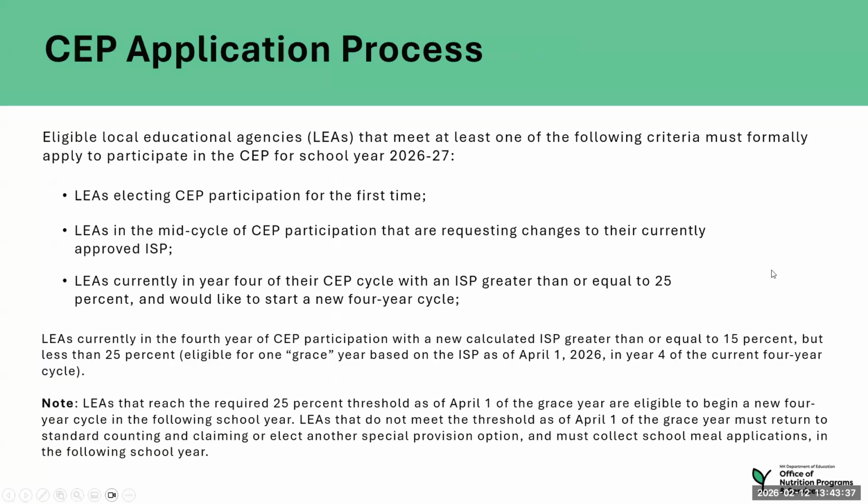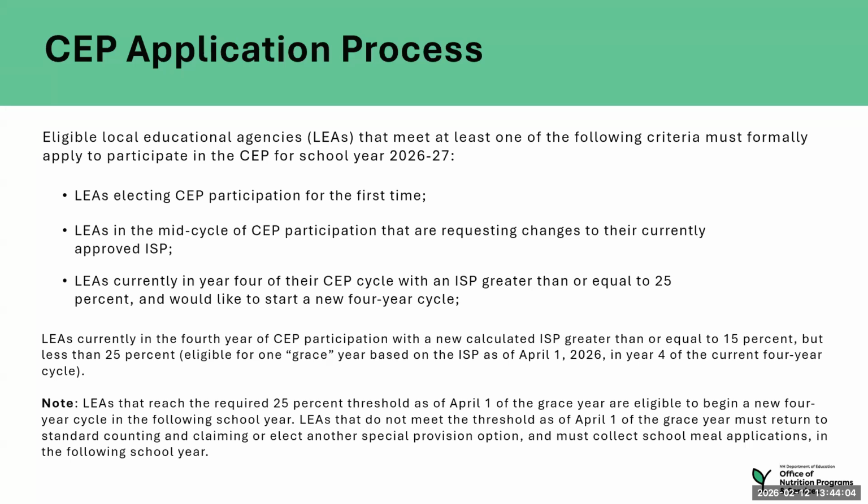So the application process. Eligible LEAs must meet at least one of the following criteria to formally apply for CEP for the 26-27 school year: LEAs that are electing CEP for the first time, LEAs in the mid-cycle of CEP, and LEAs that are currently in year 4 of their CEP cycle with an ISP greater than or equal to 25% and would like to start a new 4-year cycle.